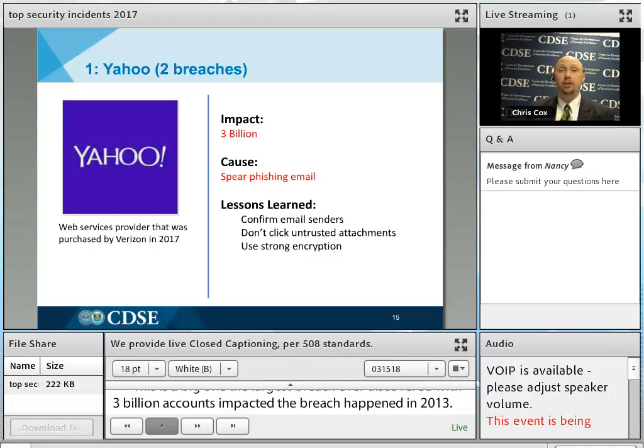Yahoo initially blamed state-sponsored actors, but all we can say for certain is that it was an effective use of a spear phishing campaign to leverage further attacks. In this case, the email was sent to multiple Yahoo employees, one of whom did open the spear phishing email, and that gave the attacker access to the user database, and that included hashed passwords.